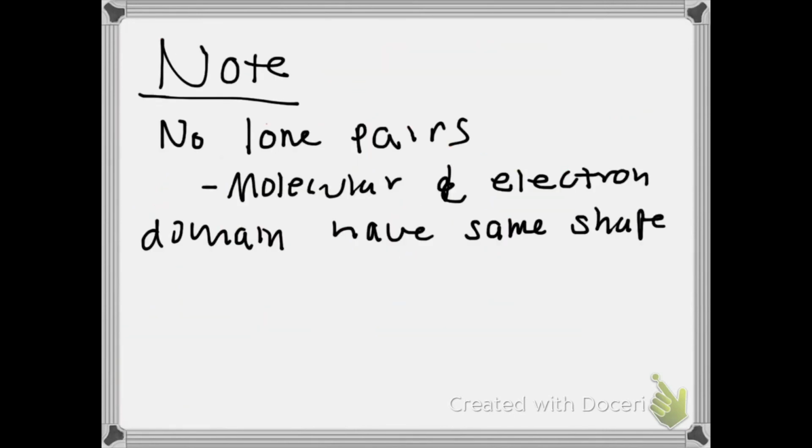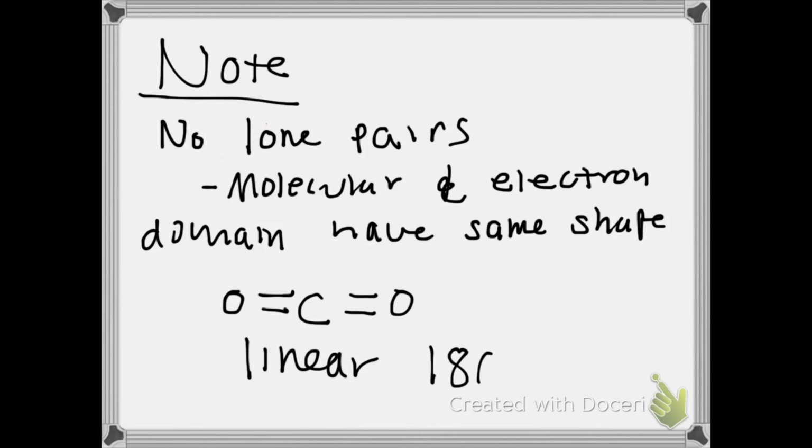An important side note is that when you have a molecule that lacks a lone pair of electrons, the molecular geometry as well as the electron domain geometry are going to have the same shape. An example of this would be carbon dioxide, which is linear and 180 degrees. And that finishes up this video. Good luck with everything, guys.